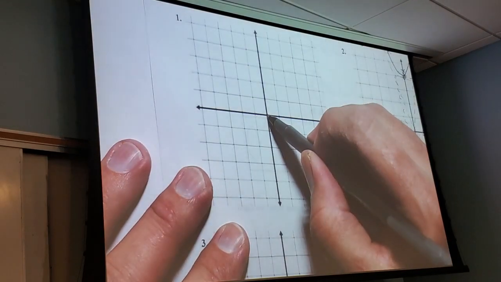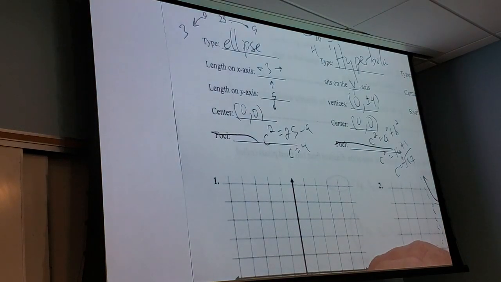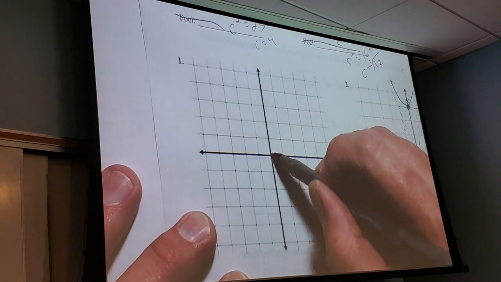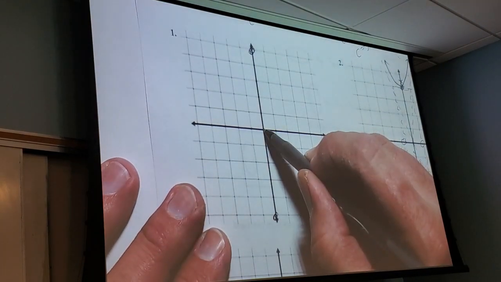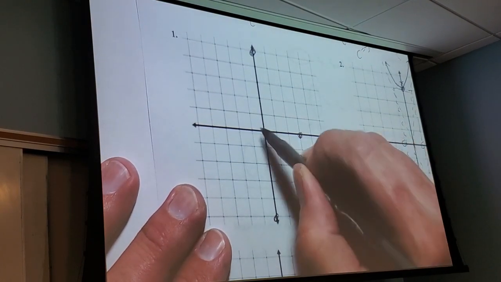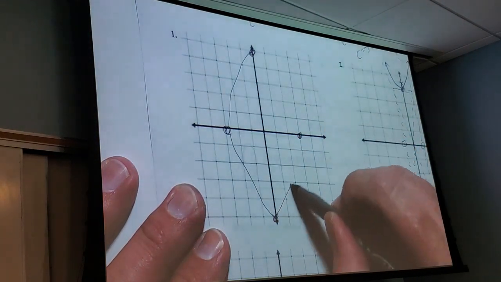Start at the center. How far up do I go? 5. And I go down 5. How far left and right do I go? 3. Basically done.